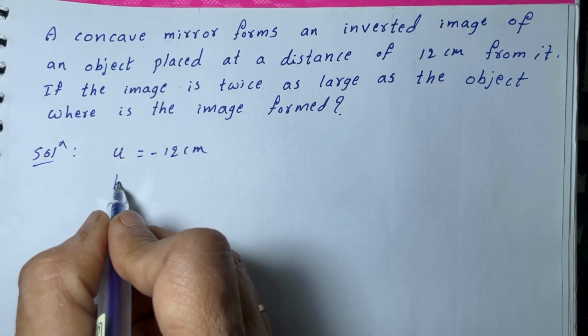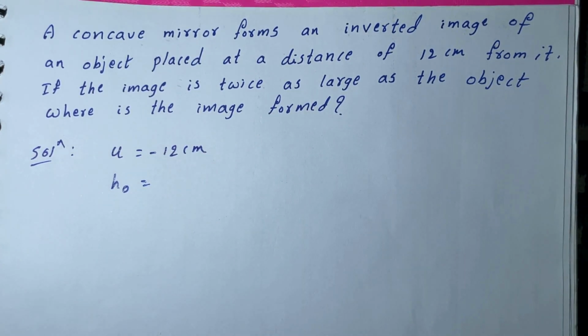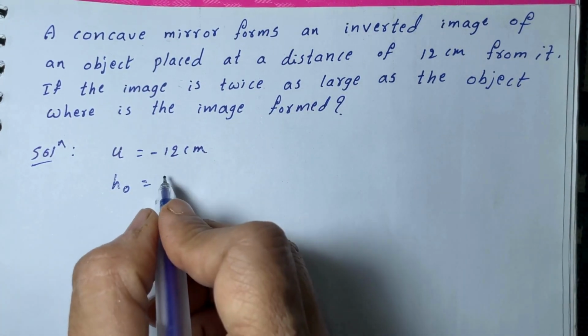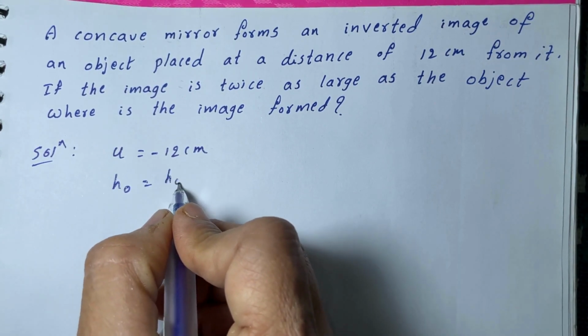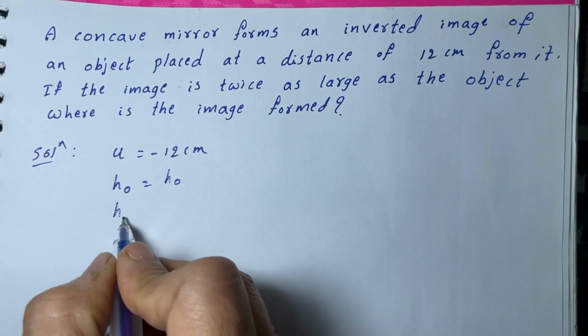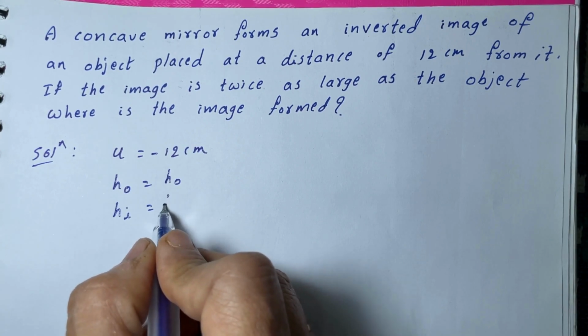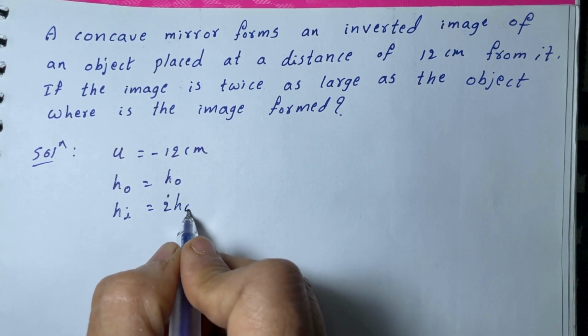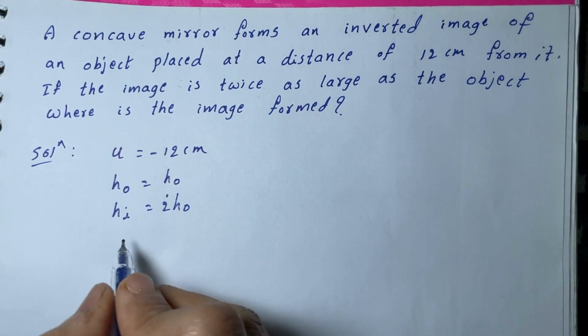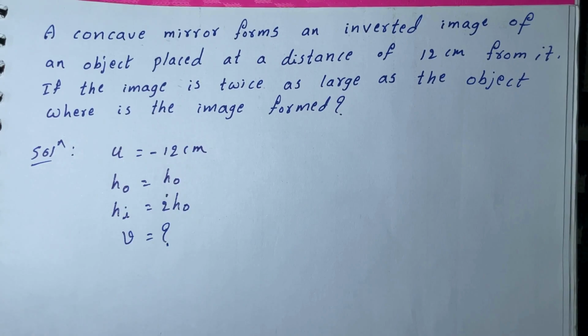And what else is given? Height of the image is twice the height of the object. Let the height of the object be HO, and the height of the image is twice the height of the object, so this is 2 HO. And what we have to find? We have to find out v, where the image has formed. Image distance we can find by using two formulas.